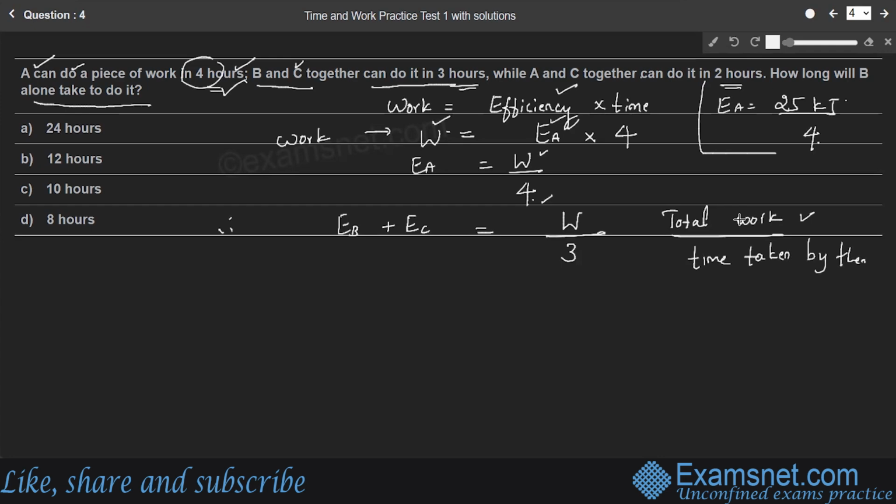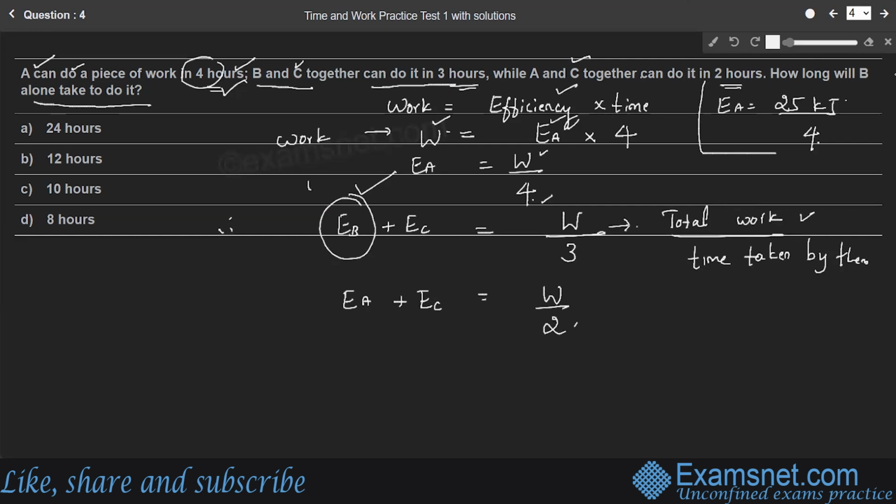While A and C together can do it in 2 hours, we'll consider efficiency of A plus efficiency of C equal to W by 2. How long will B alone take to do it? So the time to complete the W amount of work is what we need to find. For that we need EB, the efficiency of B.